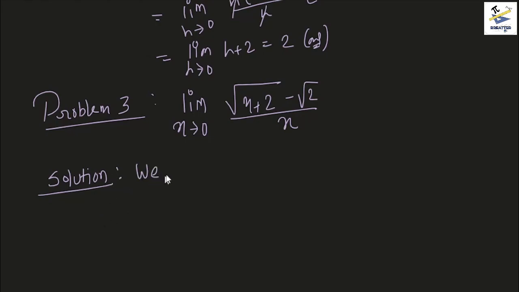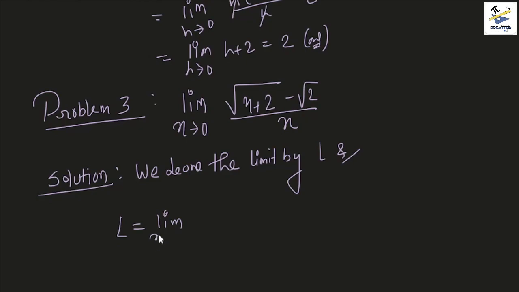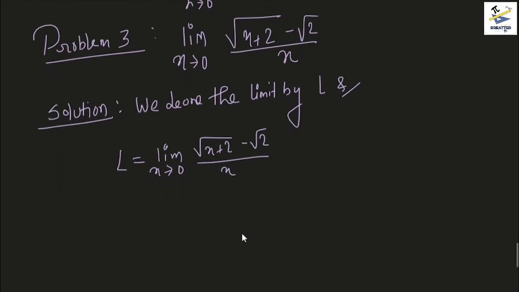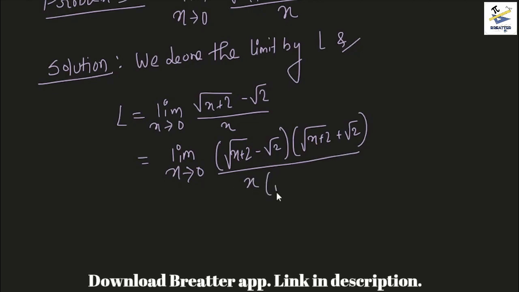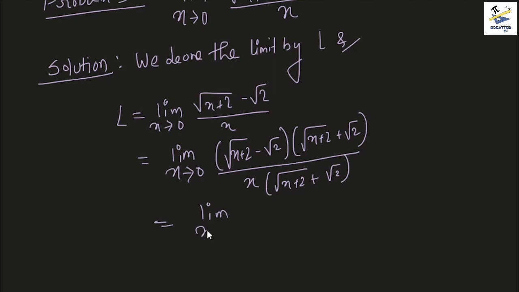Okay, so we denote, and therefore L should be equal to limit x tends to 0. It's always a good idea to give a name or a variable representing your limit. So it's root over x plus 2 minus root 2 divided by x, and this shall give us limit x tends to 0. Now how to rationalize? You need to multiply it with the conjugate. Now here the conjugate is this portion, and the denominator would be like this. Okay, let's evaluate it. Limit x tends to 0.